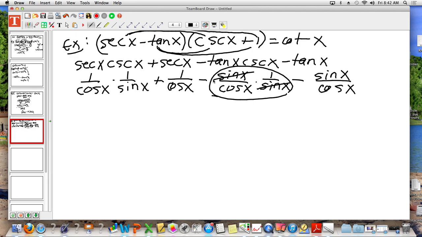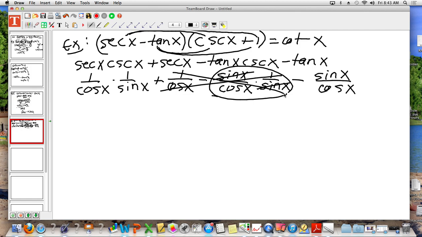And right before it, you have a 1 over cosine. So you have a 1 over cosine minus 1 over cosine. So what's going to happen to them? They're going to cancel right out. Oh my gosh, this is how it works. Isn't this great?